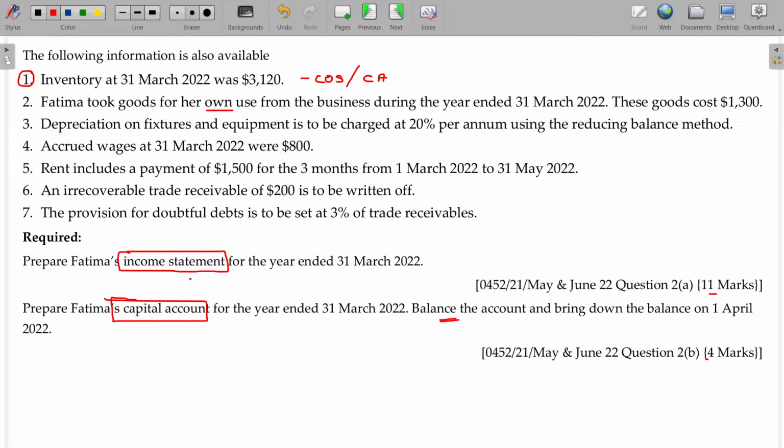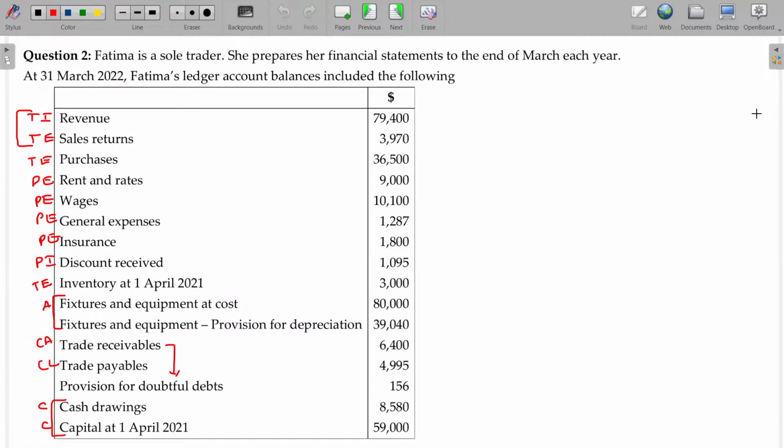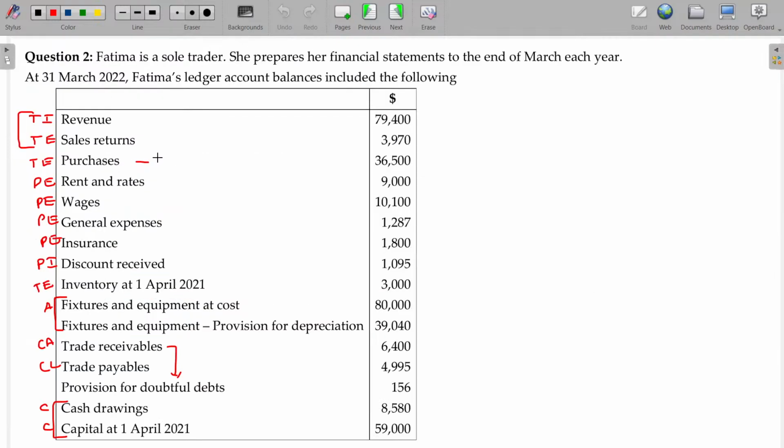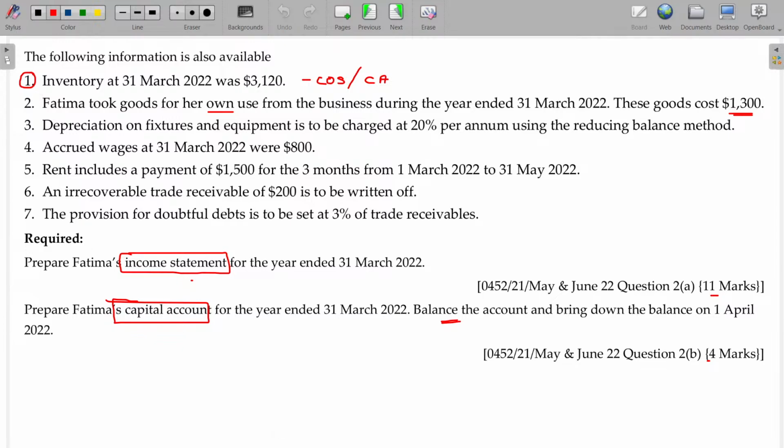Fatima took goods for her own use from the business during the year. These goods cost rupees 1,300. So drawings will be subtracted from the purchases. The value, 1,300, should be subtracted from the purchases, and it will be part of the drawings. So I add here cash drawings and goods drawings, 1,300. So we can write parallelly. You recorded twice. Here you deducted and here you added. Number 2 is over.